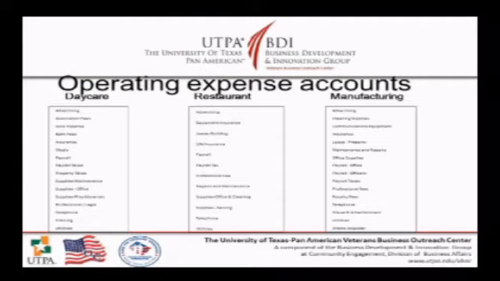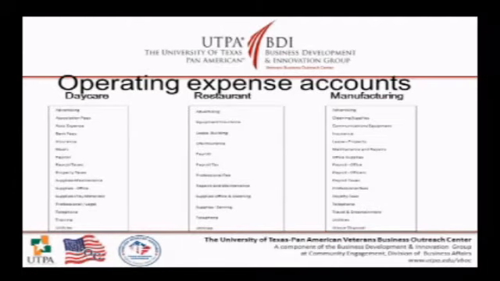For a manufacturing company, chances are you're going to have advertising. You're going to have cleaning supplies. You're going to have insurance. You might have rent. You're going to have office supplies. You're going to have payroll. You're going to have telephone, utilities, things like that. So some of these are very similar between different types of organizations. You know, they pretty much all advertise.